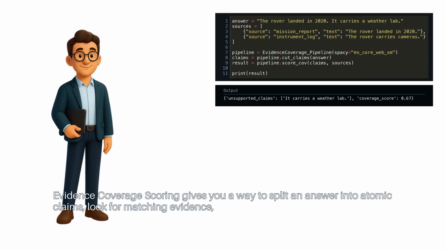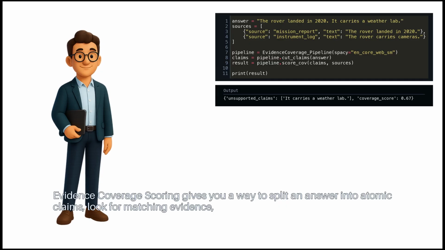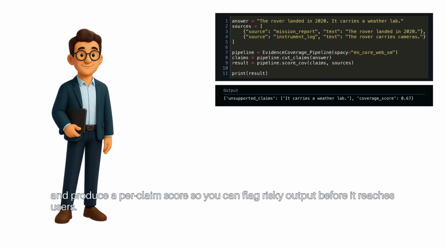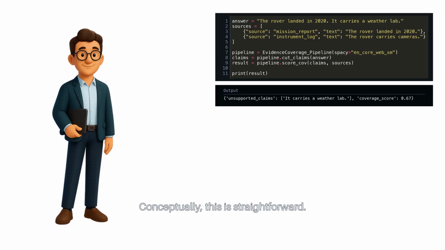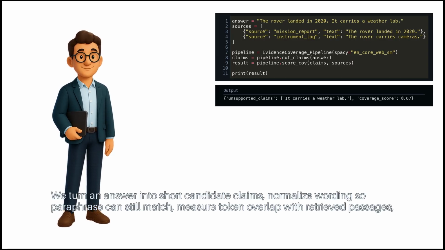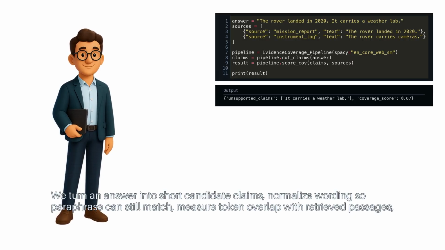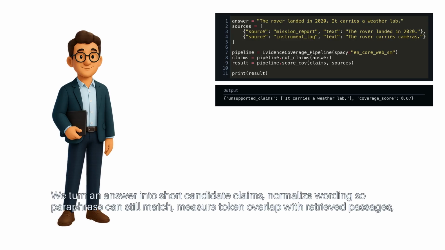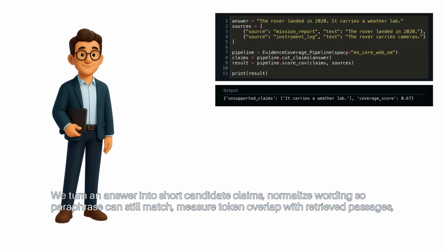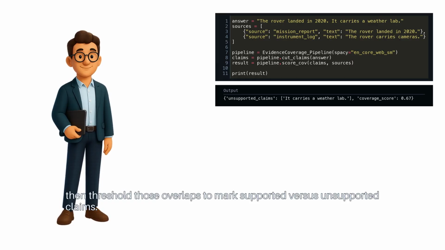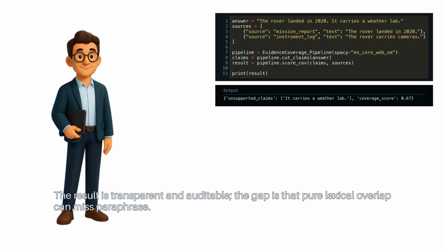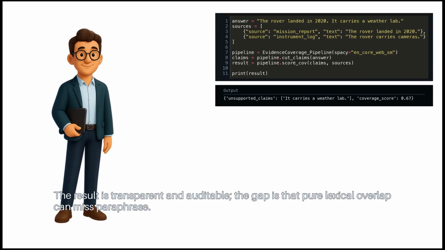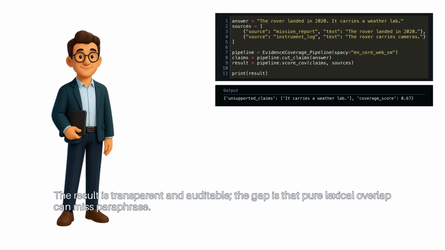Evidence coverage scoring gives you a way to split an answer into atomic claims, look for matching evidence, and produce a per-claim score so you can flag risky output before it reaches users. Conceptually, this is straightforward. We turn an answer into short candidate claims, normalize wording so paraphrase can still match, measure token overlap with retrieved passages, then threshold those overlaps to mark supported versus unsupported claims. The result is transparent and auditable. The gap is that pure lexical overlap can miss paraphrase.